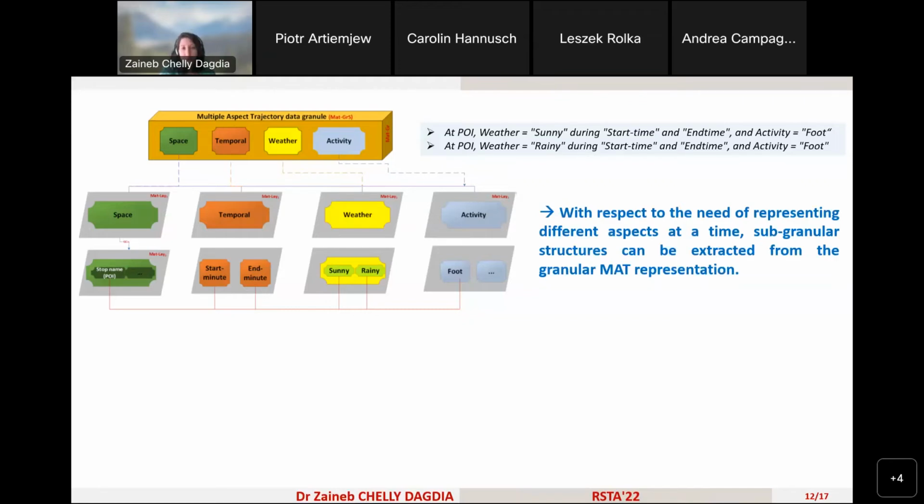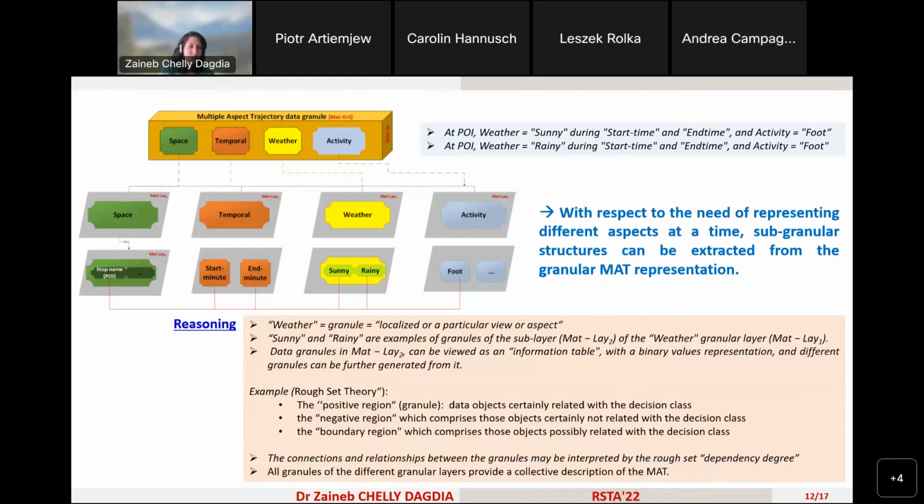So now in terms of reasoning, weather represents, as I said, an aspect which represents a data granule. Sunny and rainy are subgranules of this second layer, which are subgranules of the first layer or the layer above.